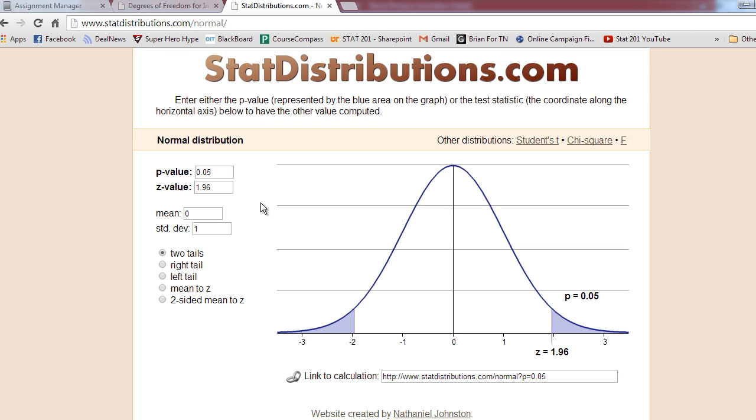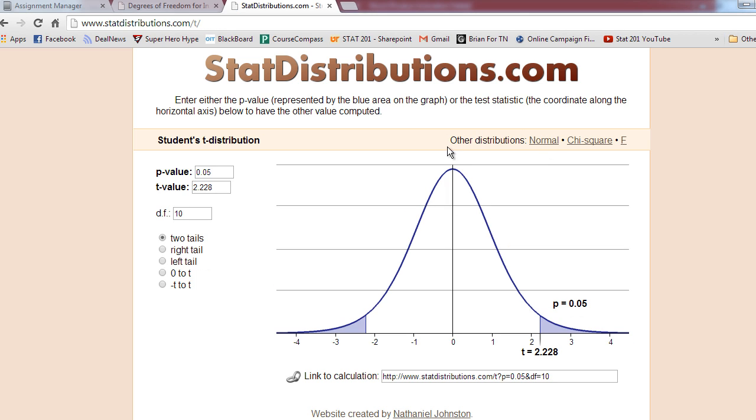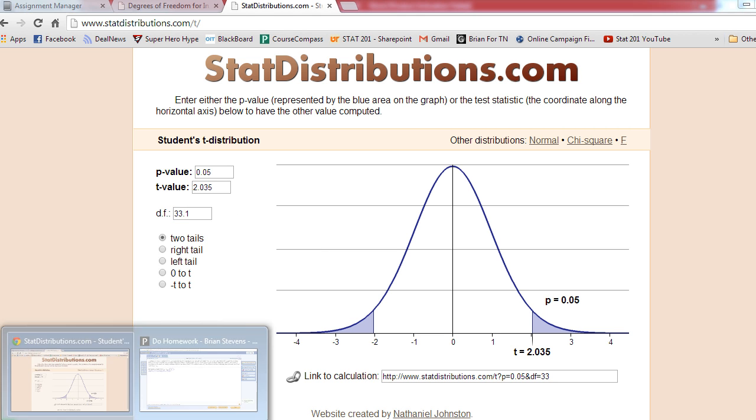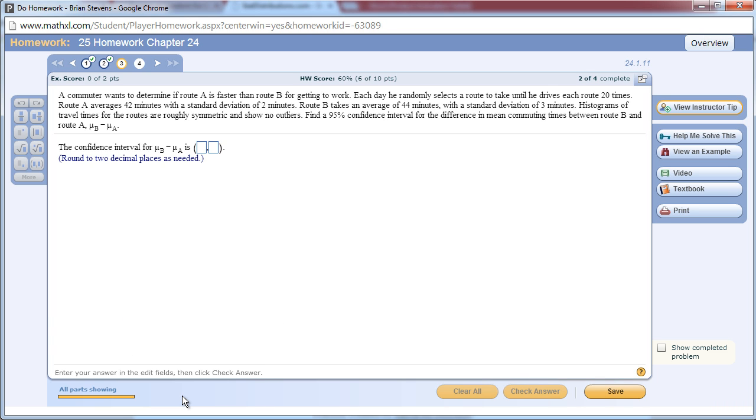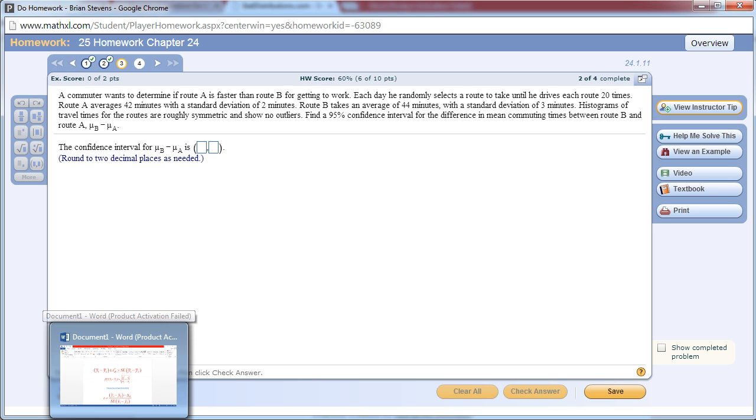So here's the t-applet right here, and we can put in, let's go over to the t-applet on stat distributions, and put in 33 degrees of freedom. Will it let me do 33.1? It will. Nice applet. Good deal. So let's put in 33.1 to be a little bit more exact. So we can do this by hand right here. It's not too crazy to do. I suggest always doing these by hand.